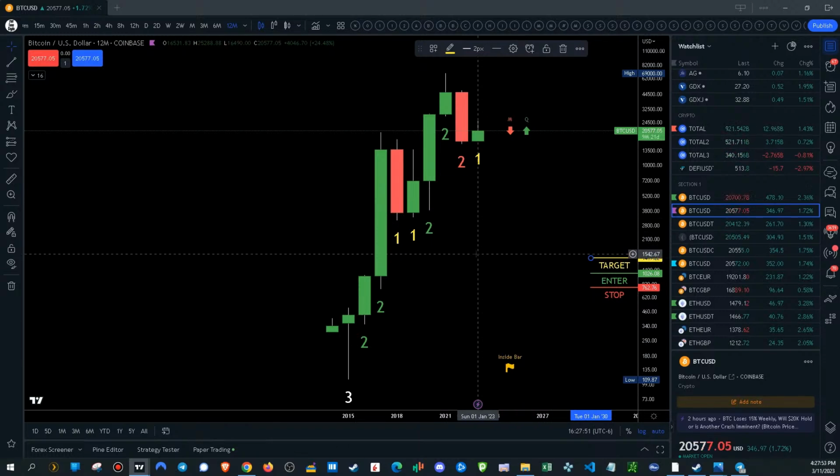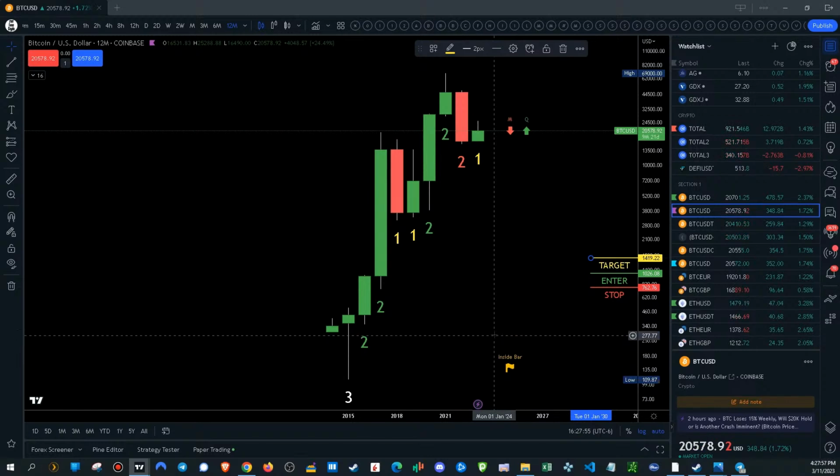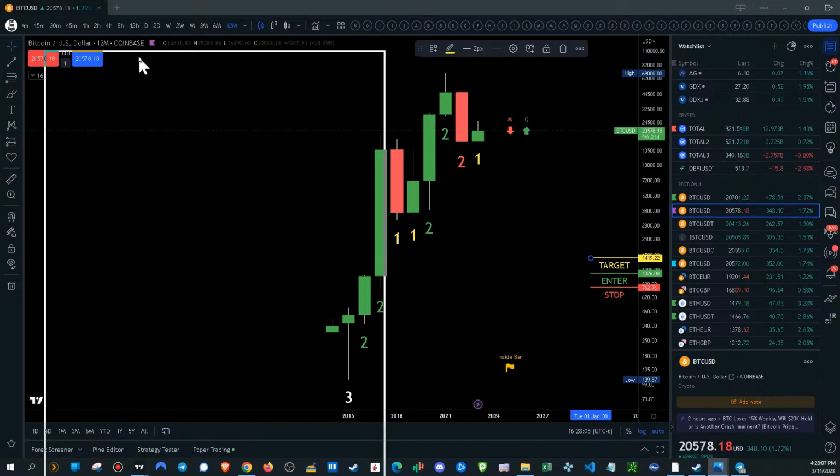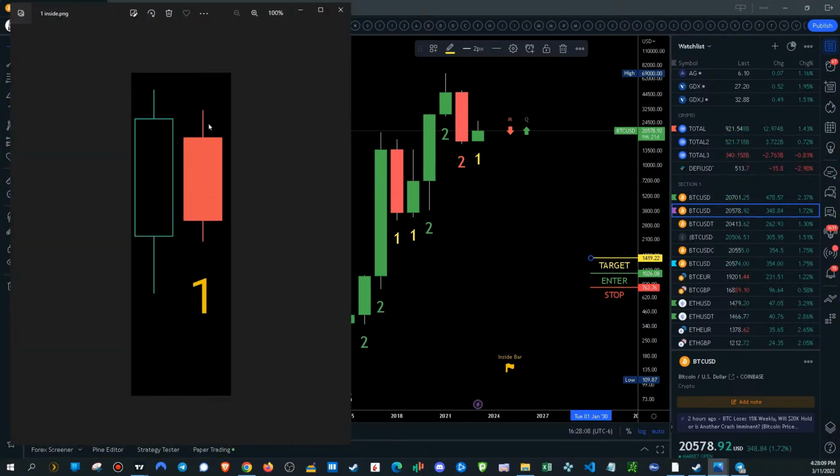So the strategy I'm using is called the Strat by Rob Smith, and it's a price action strategy. He believes there's 3 types of bars. Let's take a peek. There's an inside bar. It can't take out the previous candle's high or the low.